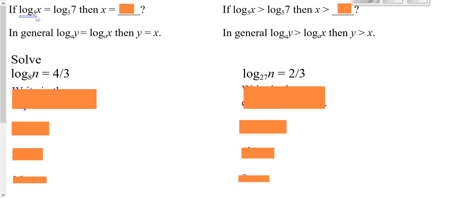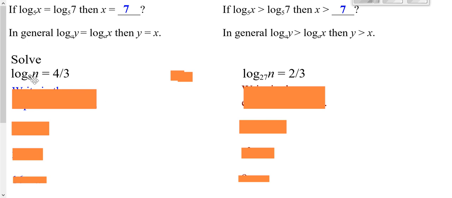So if log base 5 of x is equal to log base 5 of 7, if it's the same log base on each side, then what's after your logs has to be equal. The same idea works for inequalities. If it's the same log base on each side, whatever's after your logs would have to follow the inequality. So whether you're dealing with exponential functions or logarithmic functions, it follows very similar ideas.